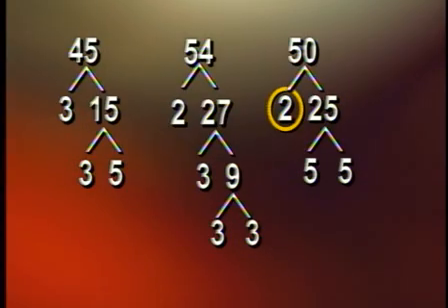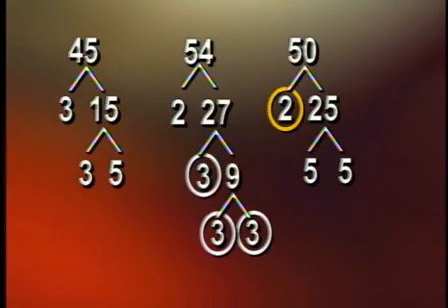Then, as we see in the next graphic, after I circled the 2 in 50, I went looking for the most 3's that were available. And there were two 3's in 45, but there are three 3's in 54. So the most 3's I need is three 3's. I circle those in 54.